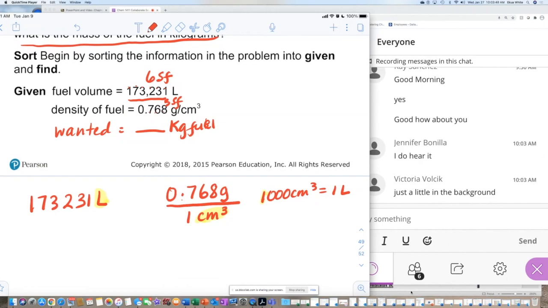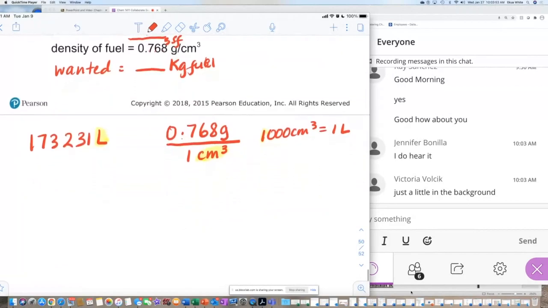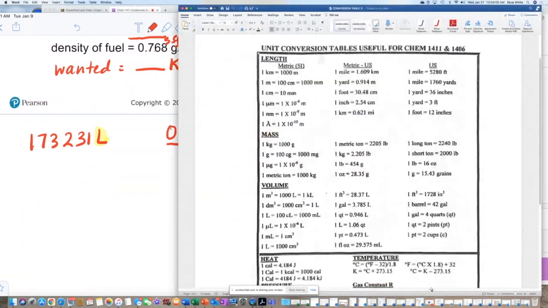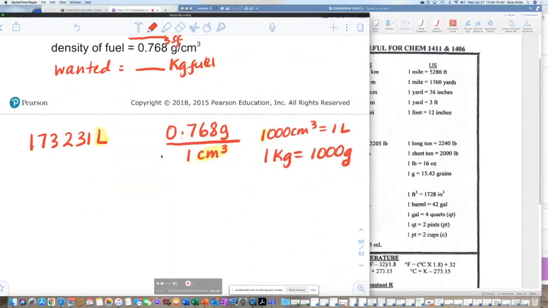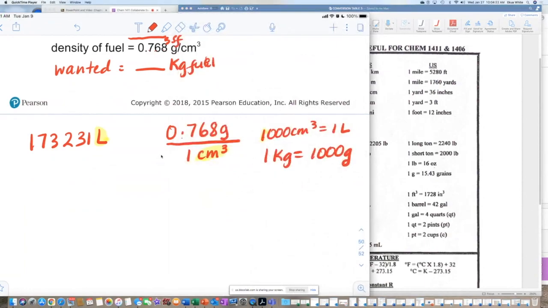So I got the conversion I needed, right? There is one more conversion I will need, because they said I have to go to kilograms. So let me pull this up again. I need one more conversion. I need to go from grams to kilograms. So I'm seeing, right here, first one in the mass, 1 kilogram is 1,000 grams. So 1 kilogram is equal to 1,000 grams. Okay, so that will be our conversion. Our two conversions.